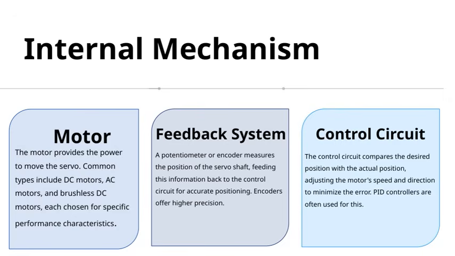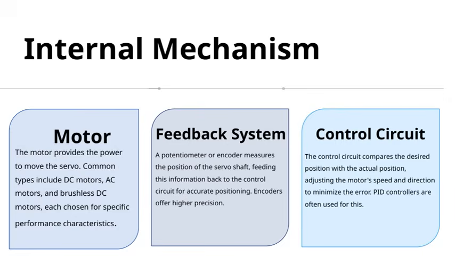Next, we have the feedback system. This part is crucial because it measures where the servo shaft actually is. Common devices include potentiometers and encoders. Potentiometers are simple and cost-effective, but encoders provide much higher precision, which is important for tasks requiring exact positioning. The feedback data is sent back to the control circuit, allowing the system to know how close it is to the target position at any given moment.